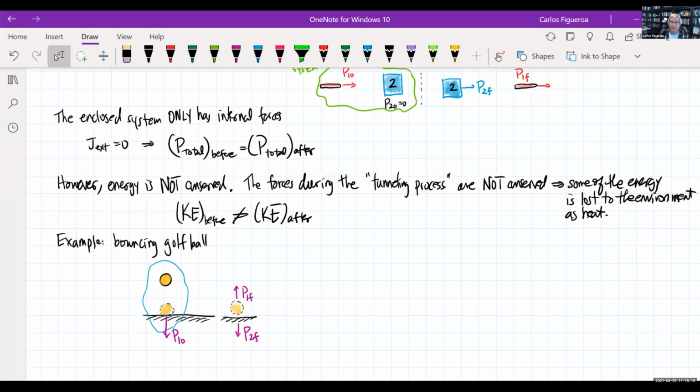But what you're finding here is that if I look at this from the energy standpoint, it's non-conservative. So momentum-wise, it is conserved.